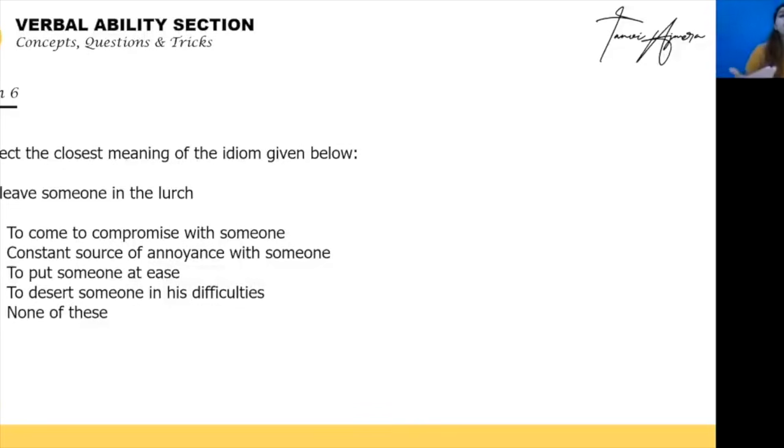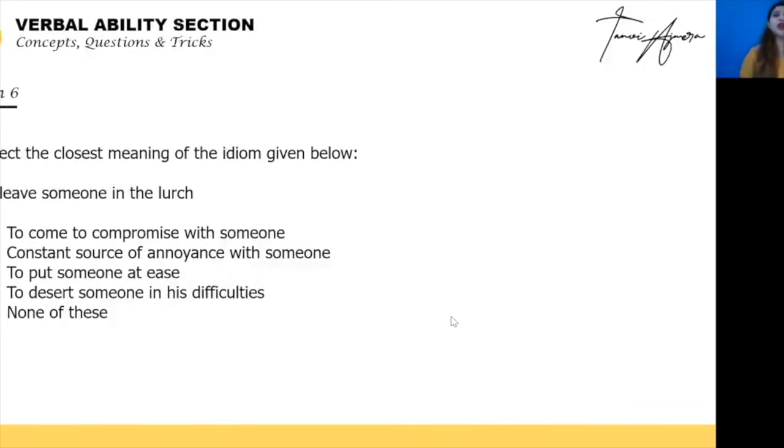So does it mean to compromise with someone? No. Constant source of annoyance. Annoyance and difficulty are two different things, students. To put someone at ease is quite the opposite of putting someone in a lurch. When you leave someone in a lurch, leave, desert.